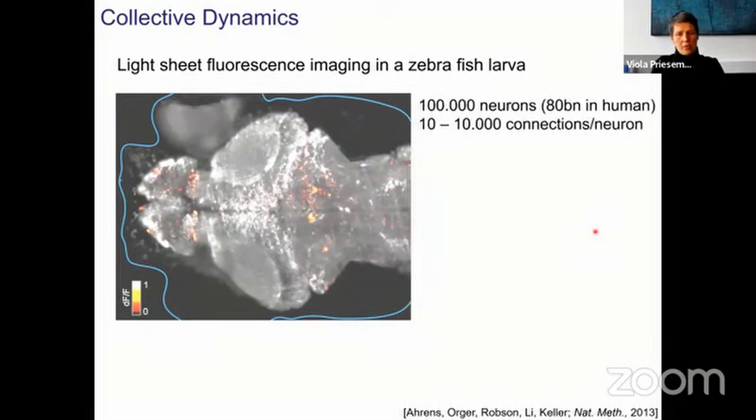The zebrafish larva already has about 100,000 neurons, and the human brain has about 80 billion. 80 billion is ten times more than we have people on Earth. So on the one hand, it's a large number; compared to the thermodynamic limit, again, it's a very small number. Every single one of the neurons has 10 to 10,000 connections. It really depends on the brain area. How are these connections built?